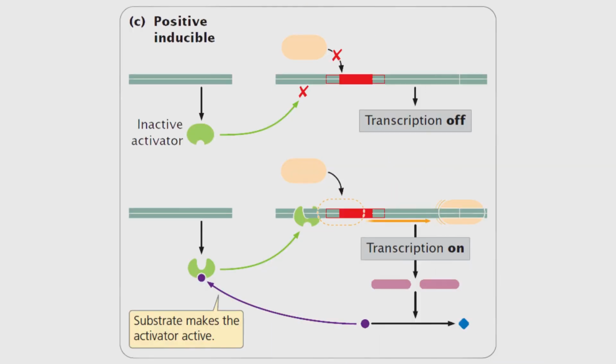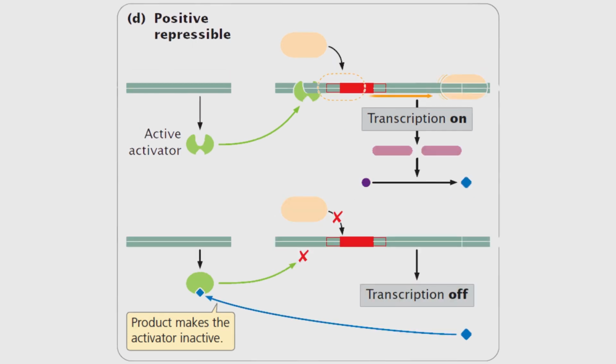Now let's proceed with the positive inducible operons. So in these operons, transcription is off. A substrate used by the enzyme to produce a product in the metabolic pathway binds to the inactive activator and activates it. The activated activator binds to the operator, which enables the binding of the RNA polymerase to the promoter to initiate transcription. Transcription will then be on by this time.